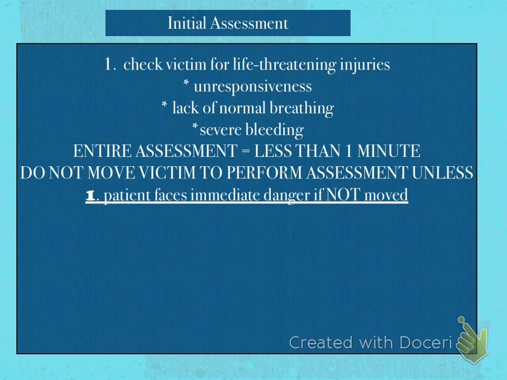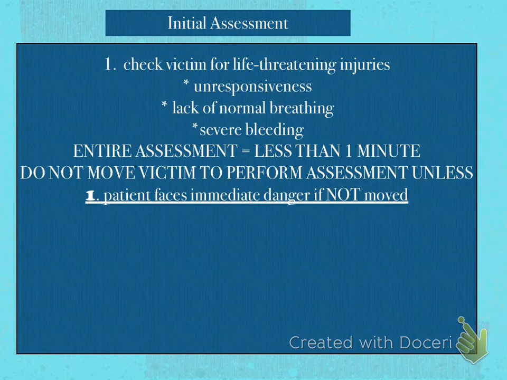Where else? That they're going to be in danger if you don't move them. And where would they be? Okay, possibly in the car, but I got to tell you, sometimes they need to stay right where they are in the car. The only time you would want to get them out of the car and move them because they face danger would be what, Devin?